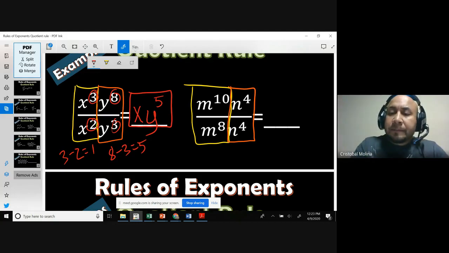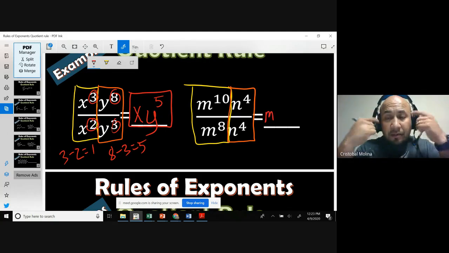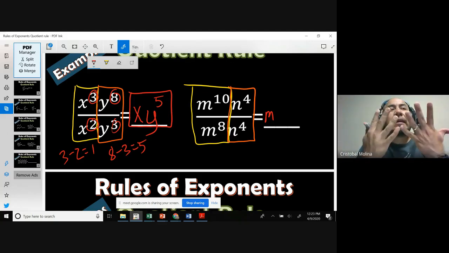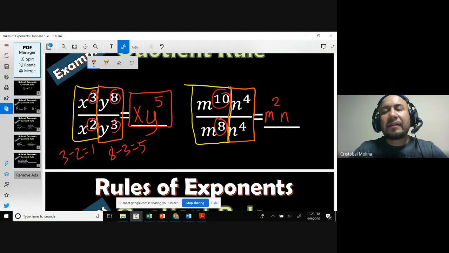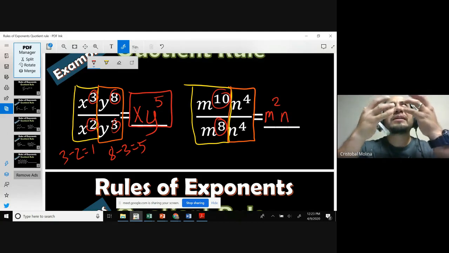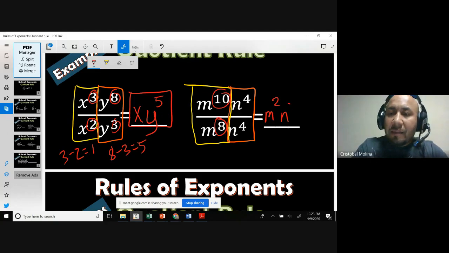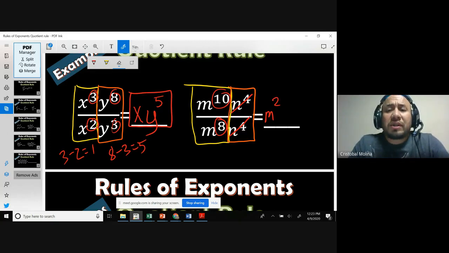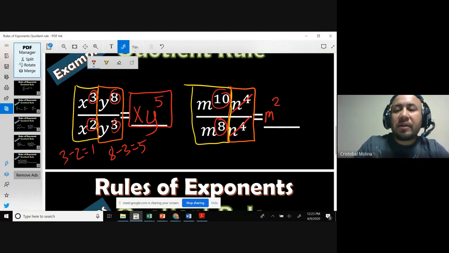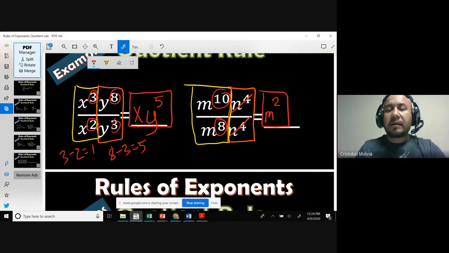Let's work out another one. m to the 10th divided by m to the 8th. If we subtract, now I'm going to try to do mental math. 10 minus 8, 2. So m squared for the first one, right? We subtracted these two. And then the second one, which is the n, 4 minus 4, that's 0. So what's going to happen here? For that one, these are actually going to cancel out. So I'm going to go ahead and take out the n. I'm not going to put it because they canceled out. They reduced to 1. That's what's happening there. So of course, we're not going to put it. That would be our answer right there.